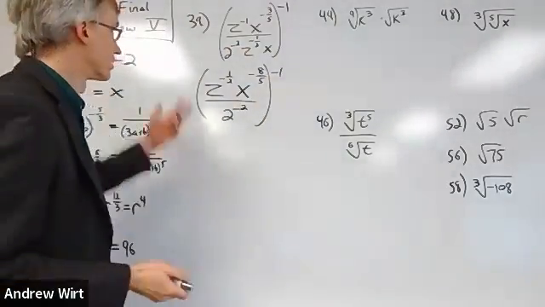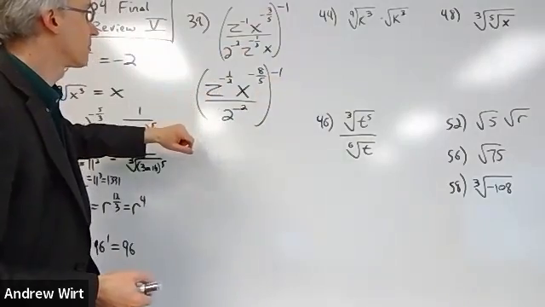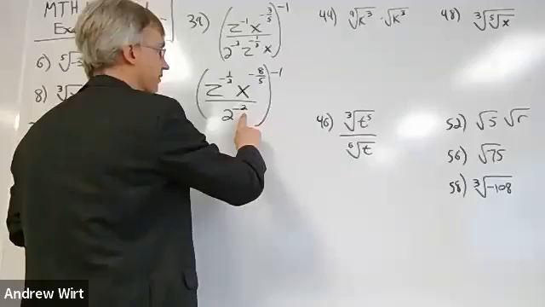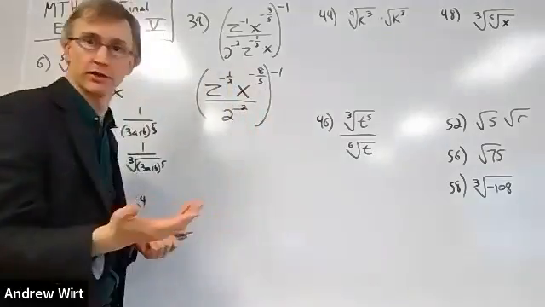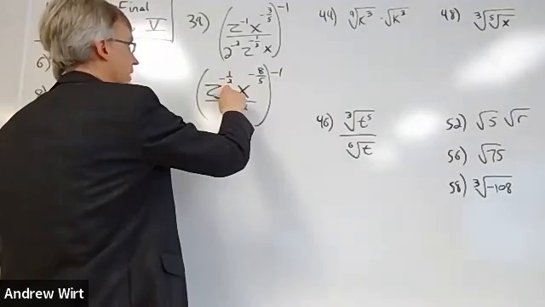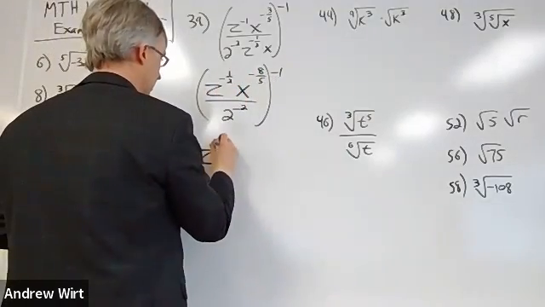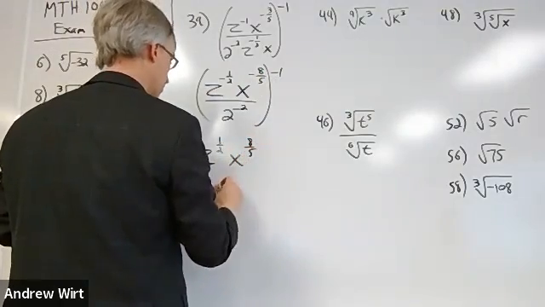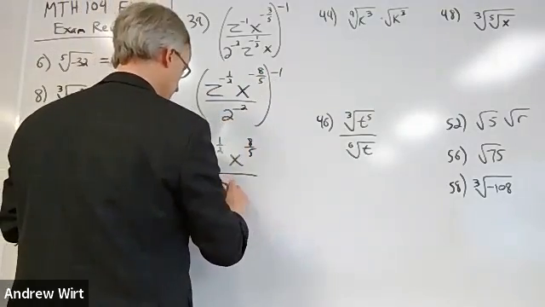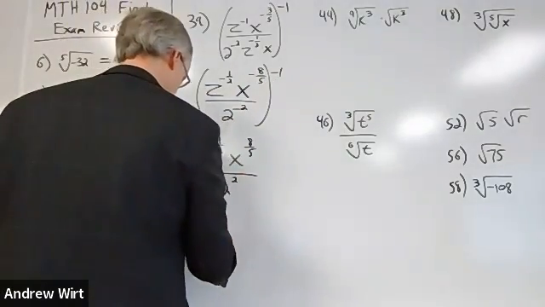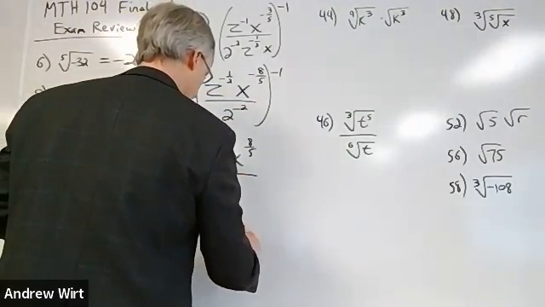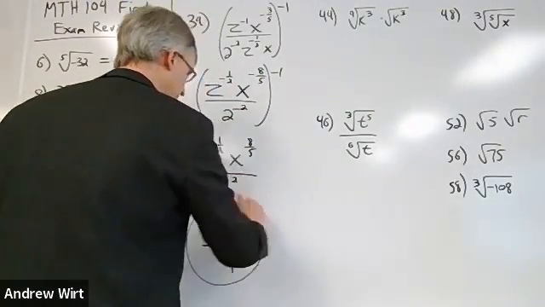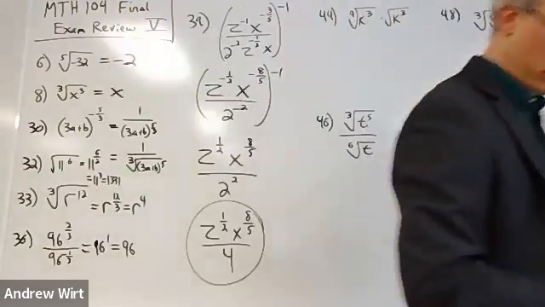Now what we could do here is do the fraction flip thing. But that doesn't help us as much as if we took this -1 power and applied it to each one of these individually. Because they're all negative, now they're all going to turn positive. -1 times -1/2, that's positive 1/2. So this is z to the 1/2 power, x to the 8/5 power, and this becomes 2 squared. So we have z to the 1/2, x to the 8/5 over 4.